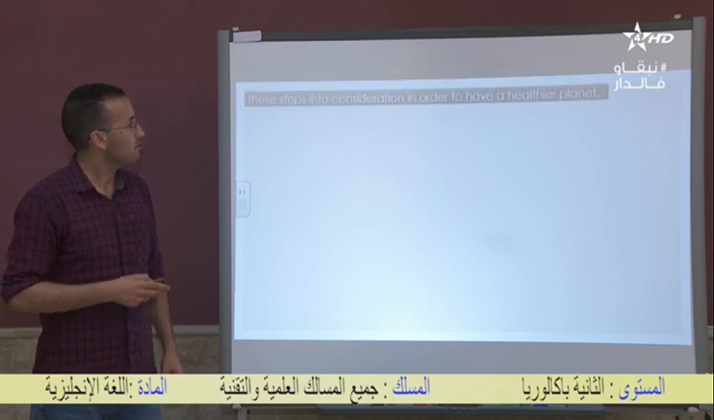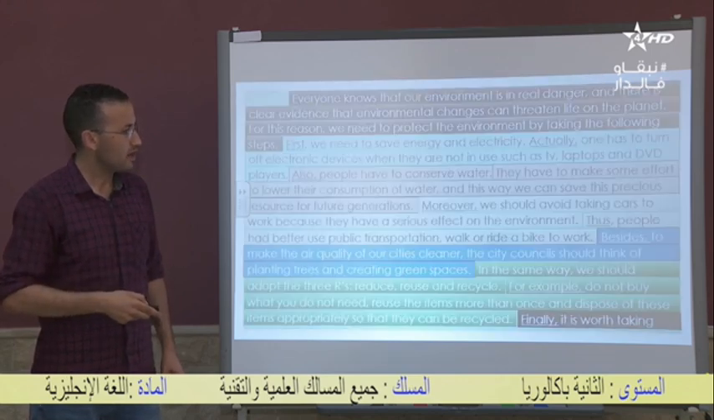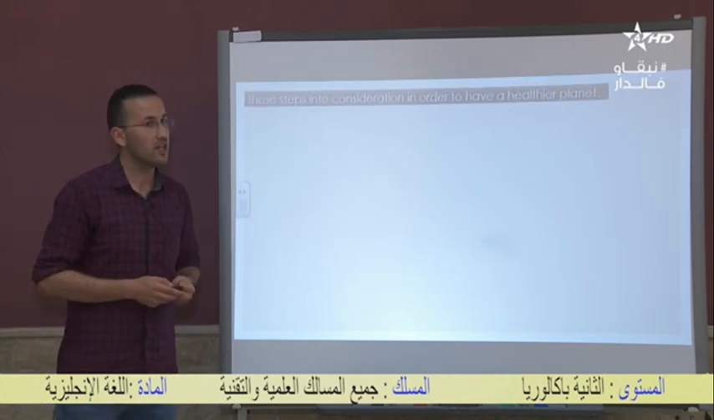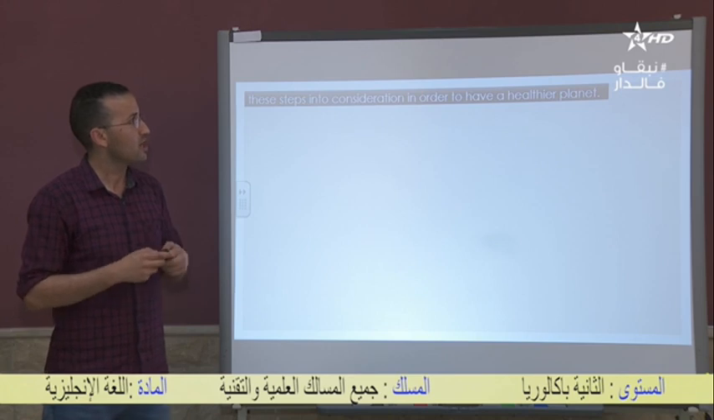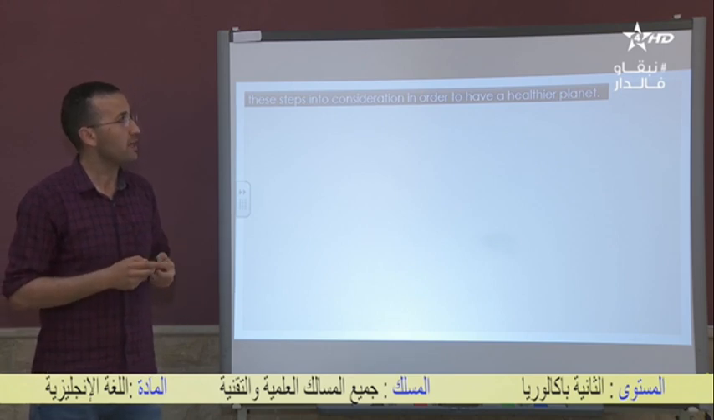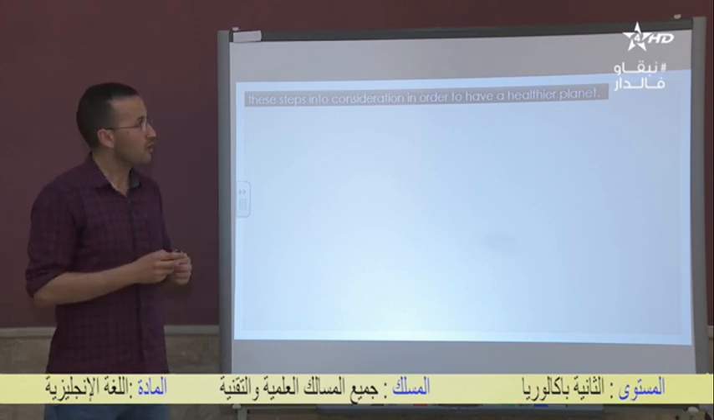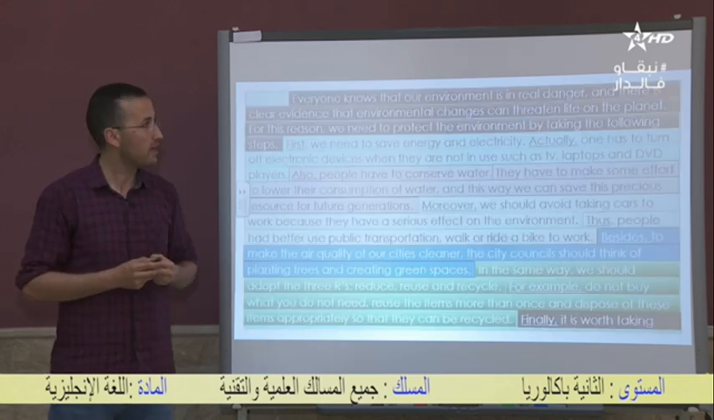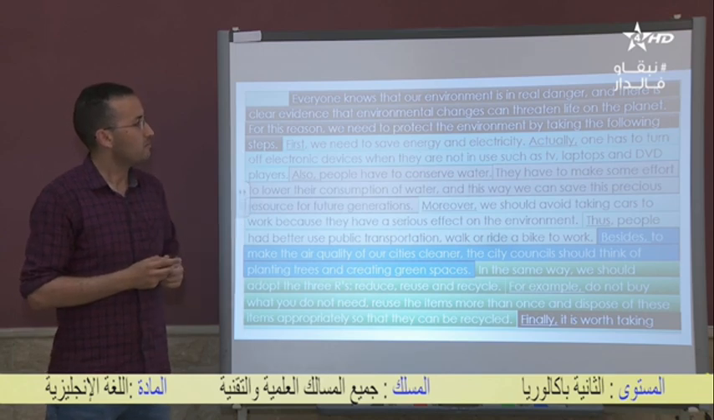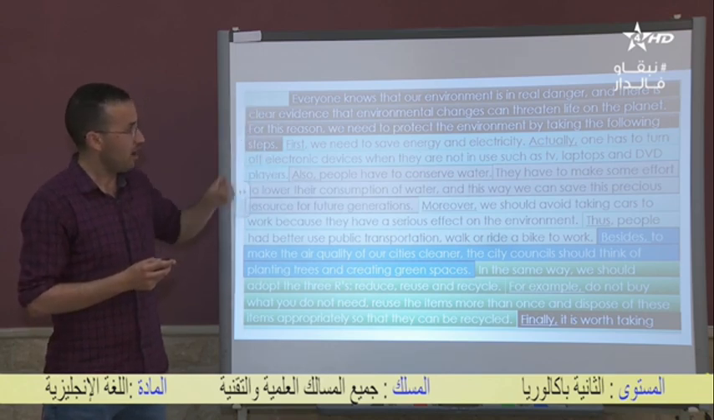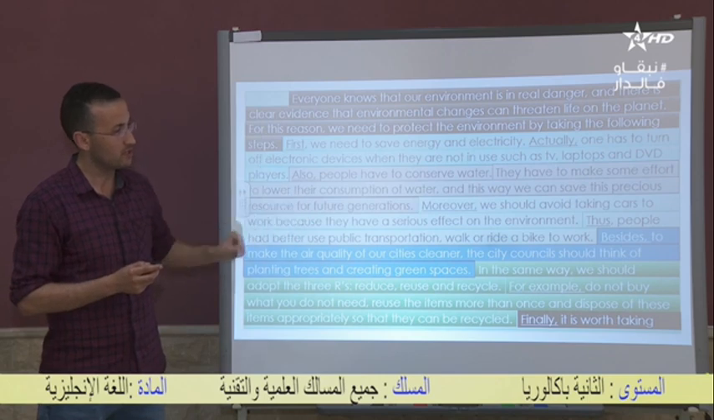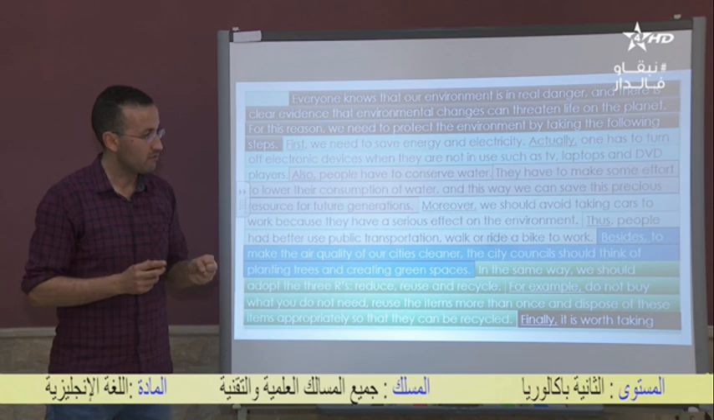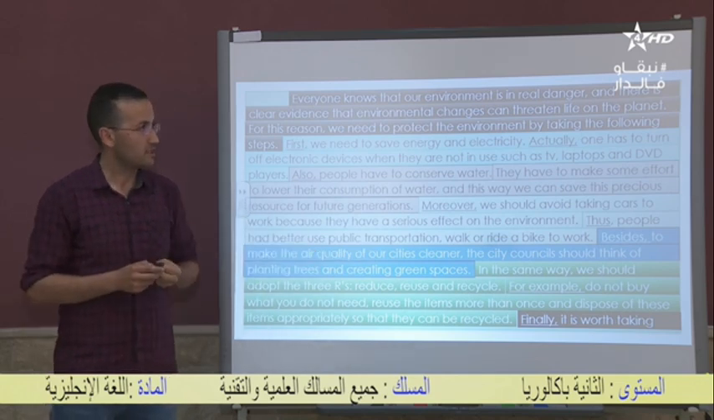Okay. I said it's worth taking these steps into consideration in order to have a healthier planet. Okay. So, again, this is our paragraph, okay, as you can see. We have different parts. We have the topic sentence, supporting sentences, and the final idea is the concluding sentence, okay?